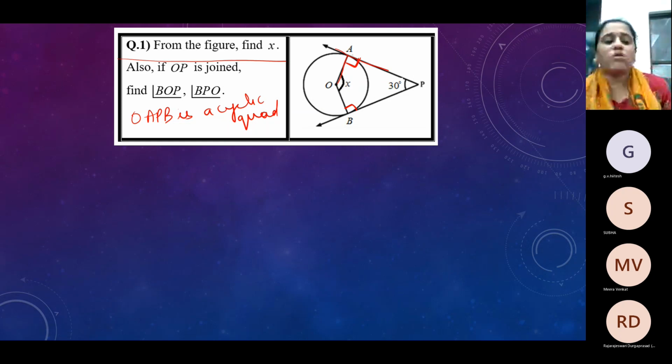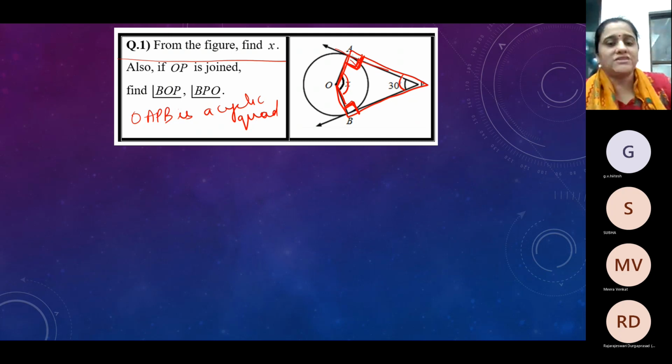So now why is this a cyclic quadrilateral OAPB? Because opposite angles A plus B is equal to 180. Understood? A and B are opposite angles. See, these are opposite angles. OAPB, this is the quadrilateral. These are the opposite angles. One pair of opposite angles are supplementary.